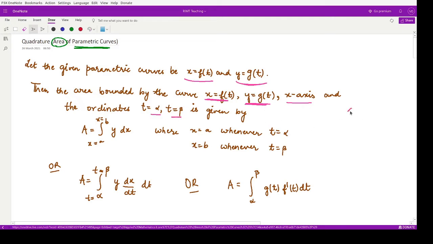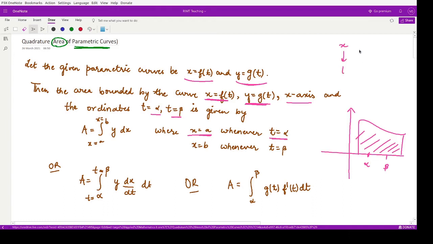So what we are saying is, if you have some curves, what would be this area between the x-axis and the curves and between the points alpha and beta, right? This area in Cartesian coordinates was given by integration y dx, where x is from a to b, and whenever your x is a, the value of t is alpha. Because we are talking about parametric curves, our x is a function of the variable t, and y is also a function of variable t.